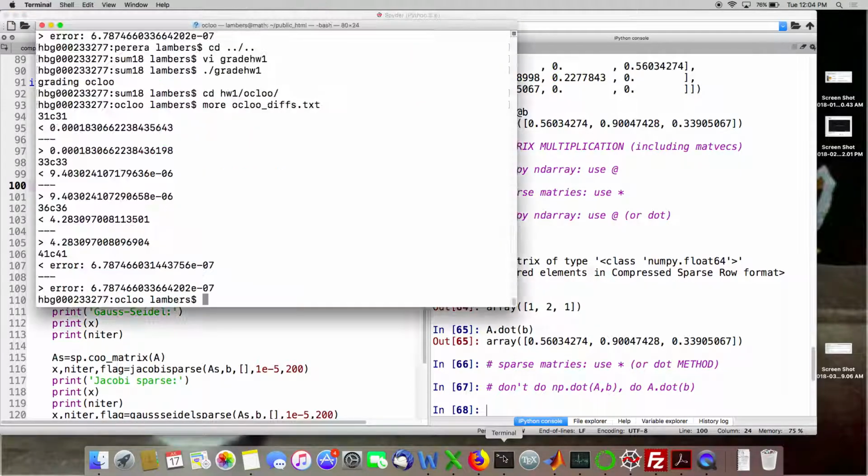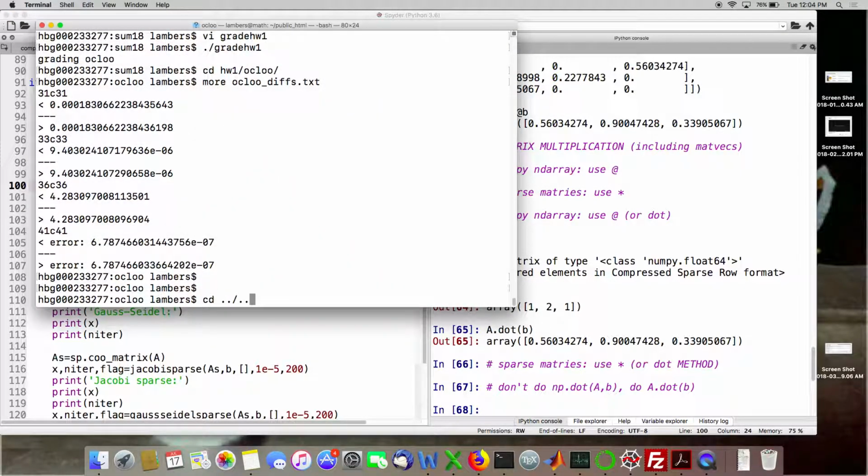That reminds me of something I wanted to check on here. It still doesn't work, so I guess it didn't make a difference. Okay, so there's some other issue.